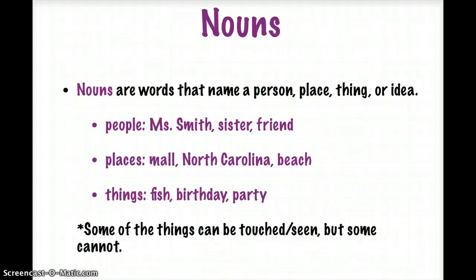Okay, once again, nouns are words that name a person, place, thing, or idea. Here are some examples of what would constitute a noun by category. So examples of people: Miss Smith, sister, friend. Examples of places, you have mall, North Carolina, beach. Things: fish, birthday, party. Some nouns can be touched and seen, but some nouns cannot.